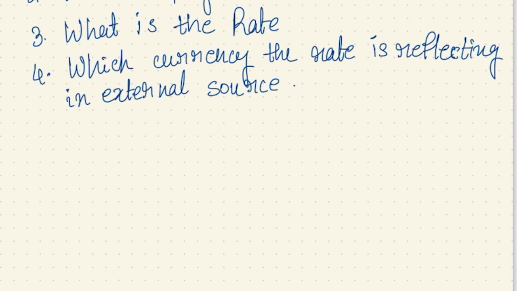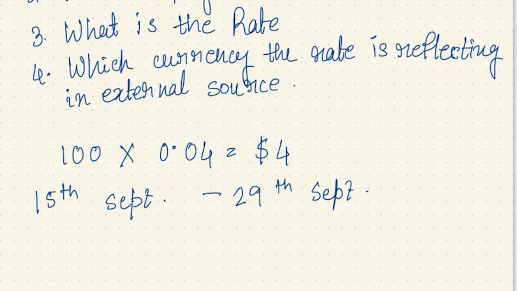Now the example I have given: we had 100 shares and the rate is 0.04. So obviously for security Z, fund A will have $4. The X date was 15th of September. From 15th of September till 29th of September, fund A will continue to accrue $4 as an income receivable. On 30th of September, as it is the pay date, it will move from the income receivable bucket to the cash bucket.